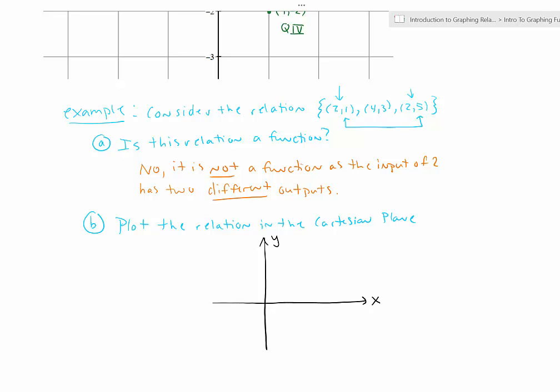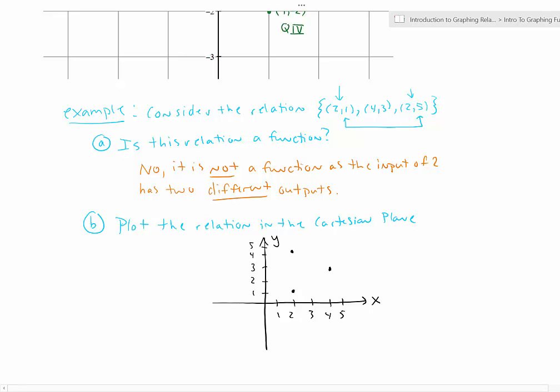Notice that all my inputs and outputs here are positive, so all these points are going to live in quadrant 1. I'll just go ahead and label some horizontal tick marks, 1, 2, 3, 4, 5, and then we'll draw some vertical tick marks, 1, 2, 3, 4, 5, trying to be as neat as possible. Okay, so let's plot them. 2 comma 1, it's about right there. And then 4 comma 3, just eyeballing it, it's about right there. And finally 2 comma 5 is right there. So that's the whole collection of ordered pairs here.